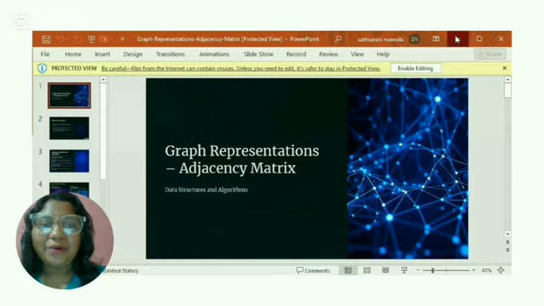Today we are going to learn an important topic from graph theory, which is part of data structures and algorithms. The topic we are going to discuss today is adjacency matrix. This topic is very important for exams, interviews, and also for understanding how graphs are represented inside a computer.